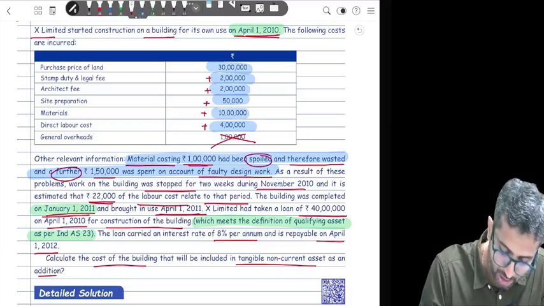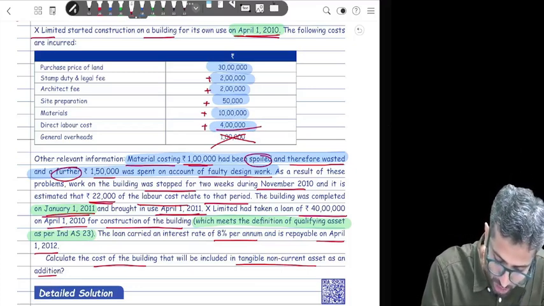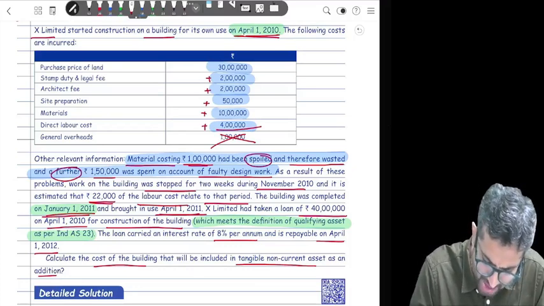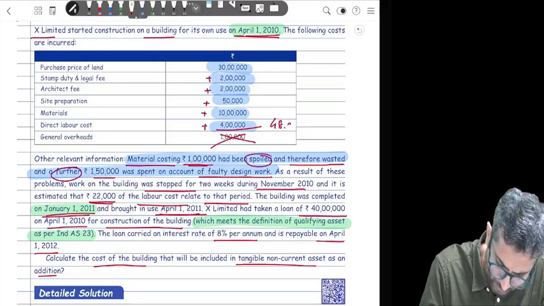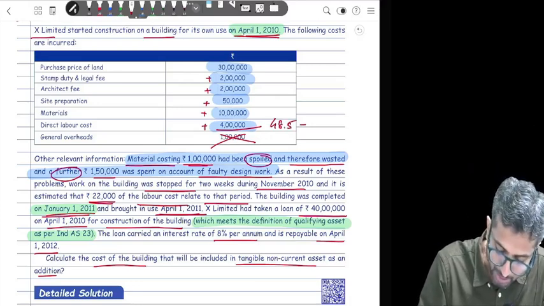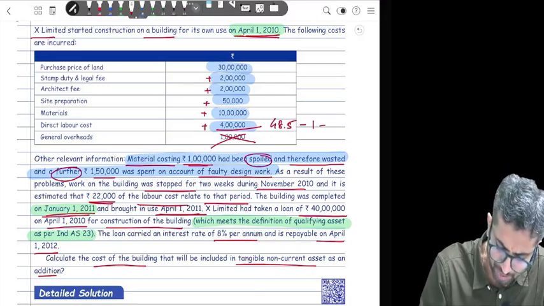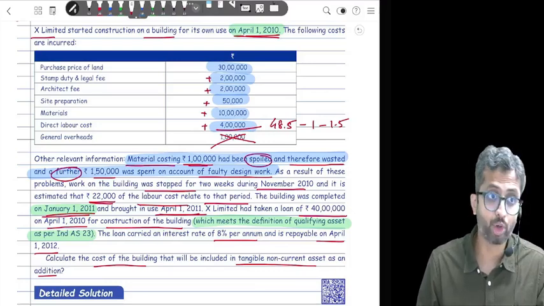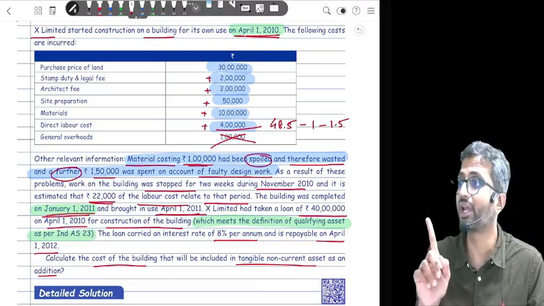So over here, you will have this total cost. How much is that? 34, 34.5, 40? Is it 48.5? Let's say 48.5 total cost. From this 48.5, will I subtract 1 for materials and 1.5 for faulty design? Why do I subtract it? Abnormal loss. But remember, you have to read the language.